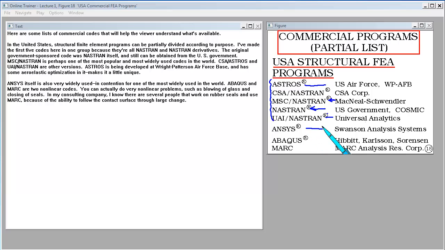ANSYS itself is also very widely used, in contention for one of the most widely used in the world. Abacus and Mark are 2 nonlinear codes. You can actually do very nonlinear problems such as blowing of glass and closing of seals. In my consulting company, I know there are several people that work on rubber seals and use Mark because of the ability to follow the contact surface through large change.